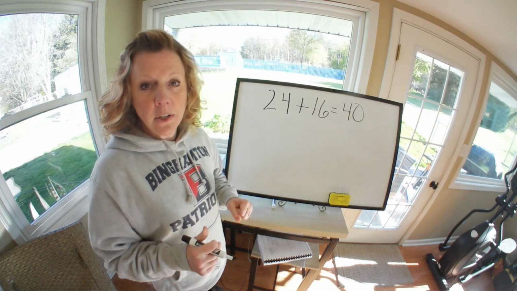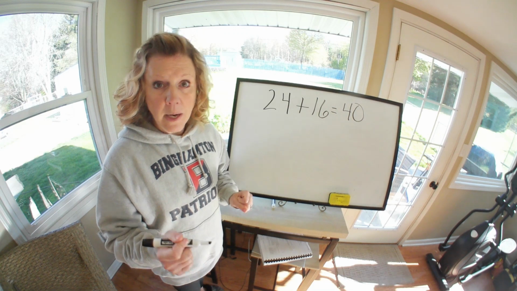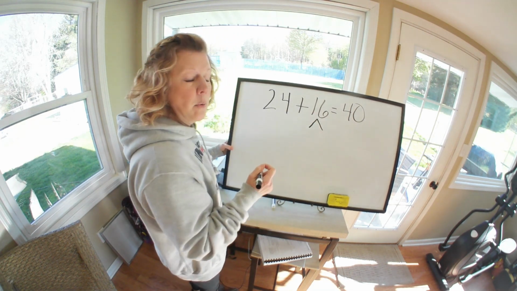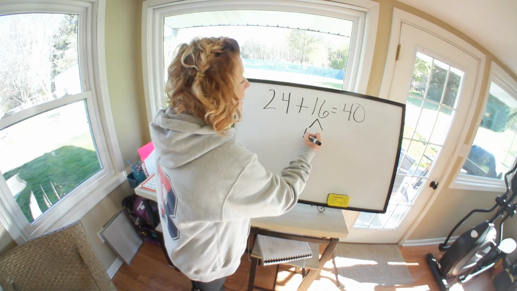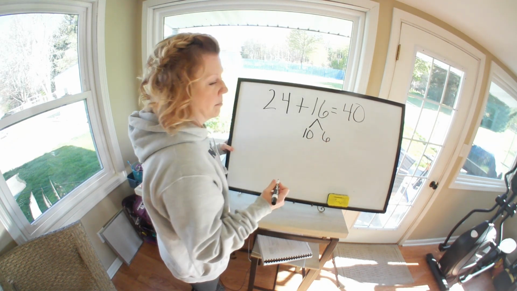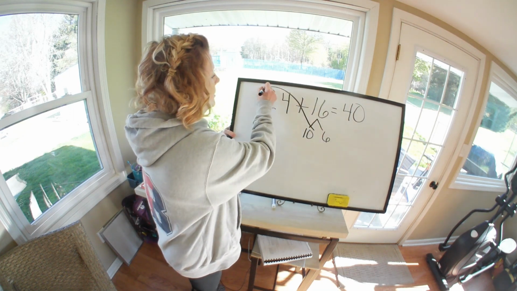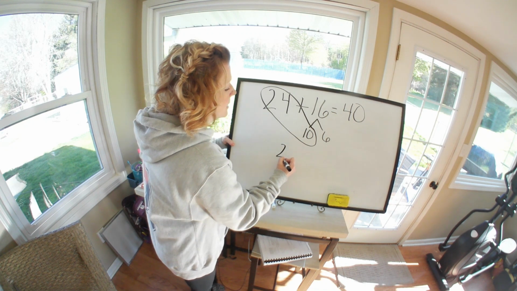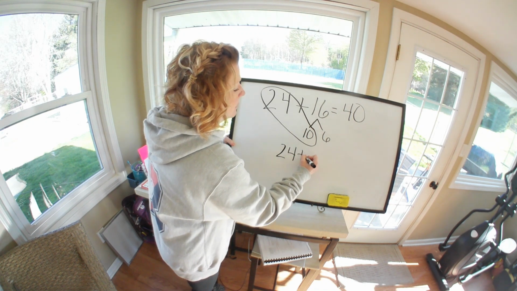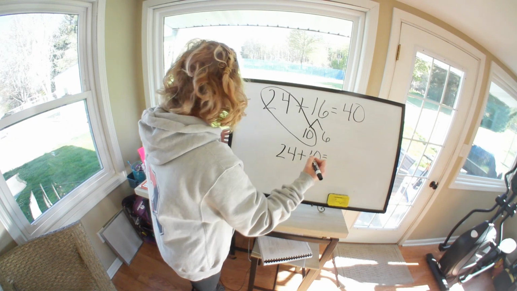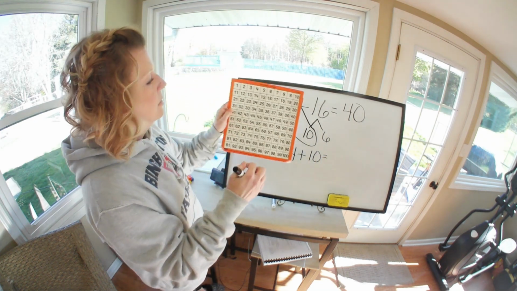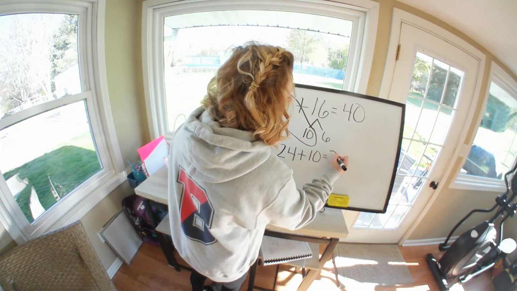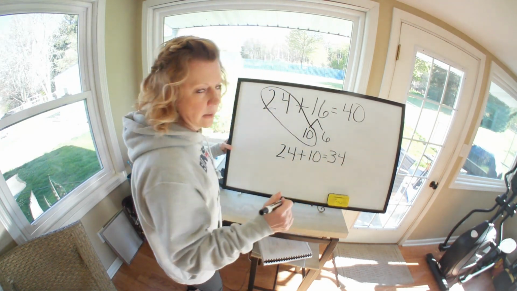So do you remember what the first step is going to be? Right, we're going to break down the smaller number into 10s and 1s. And we know 16 is 10, 6. Now, what I'm going to do is circle the two-digit number plus the 10. And that's going to be our first number sentence. 24 plus 10. And again, when we look at our hundreds chart, we just jump down one box, and it's 34.